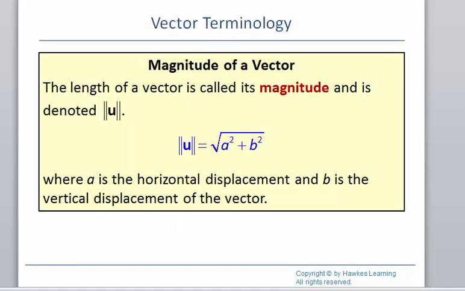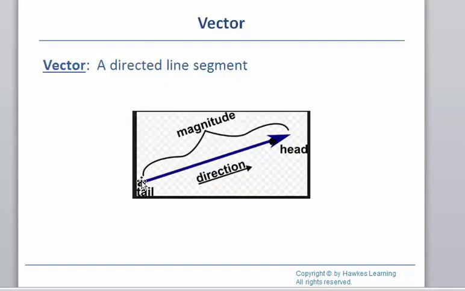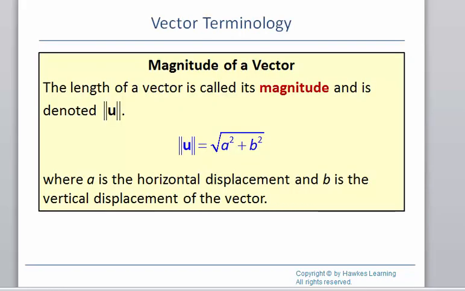We are also asked to find the magnitude of the vector. Remember, the magnitude of the vector is simply a measure of the length from the starting point to the ending point. The magnitude of the vector is denoted using a double set of absolute values. That's our symbol for magnitude. And it's found by taking the square root of a squared plus b squared, where a is your horizontal displacement and b is your vertical displacement.